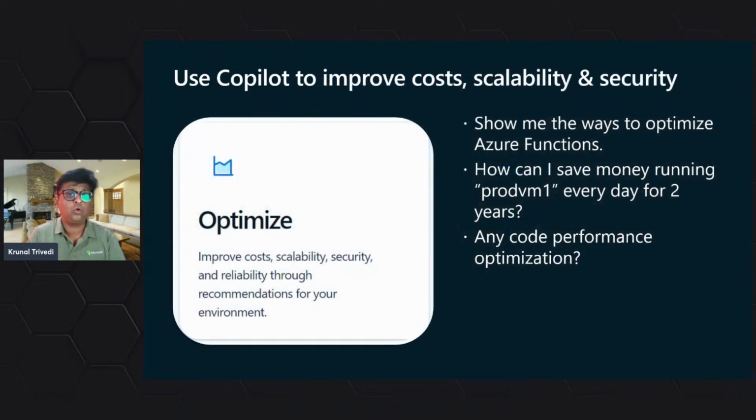We can also use Copilot to improve cost, scalability, and security. You can ask it, like, show me ways to optimize Azure Functions, or how can I save money if I run a production VM every day for 2 years, or give me code for performance optimization. You can ask it, can you generate a report for me of VMs that are publicly accessible, and it creates the report for you. It even gives you the Resource Graph queries that you can keep with you, and every time you need, you can execute that query.